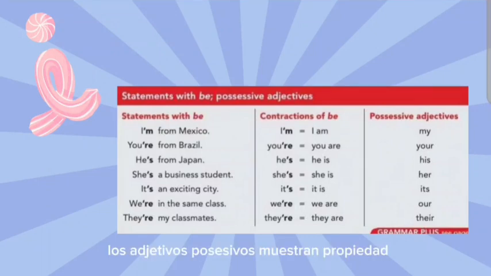Possessive adjectives show ownership and come before nouns. In sentences using the verb be, they indicate what someone or something possesses.